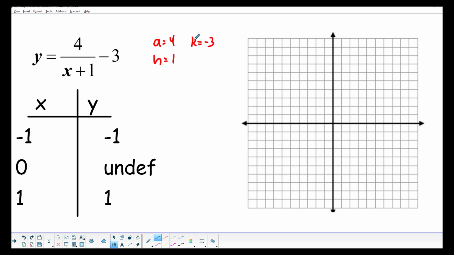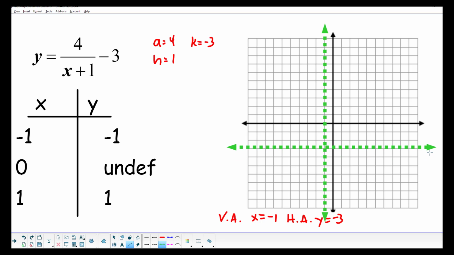So h and k, again, are going to be the locations of my vertical and horizontal asymptotes. So vertical asymptote, we know that's x equals -h. In this case, that's going to be -1. And then my horizontal asymptote is y equals k, which in this case is -3. I'll go ahead and draw those in with my dotted lines. Vertical asymptote when x equals -1, and horizontal asymptote when y equals -3.